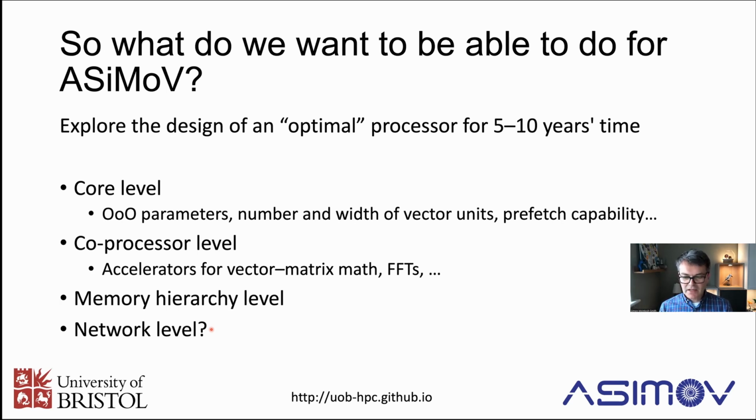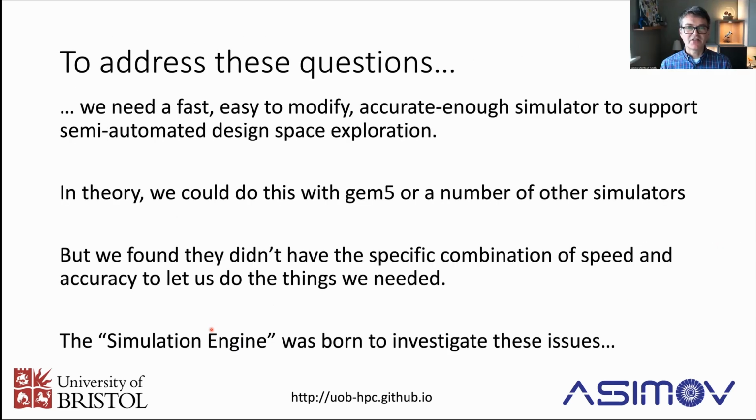So that's what we want to be able to do. How can we start to do this? How can we actually start to try and answer some of these questions? Well, it turns out we need a fast simulator, a fast processor simulator. It needs to be easy to modify because we need to be able to make all these changes and see what happens. It needs to be accurate enough so that when we see something happen, we've got some confidence that it relates to reality. And ultimately, this is to enable design space exploration.